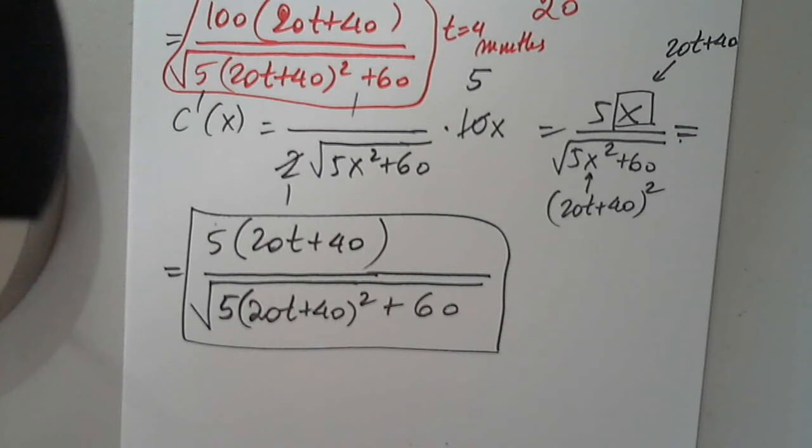Close power 2. Make sure that it's outside, plus 60, and close the parenthesis for the square root. So when I see the function and I'm happy with it, I go to second and table and I put in 4, and it will give us whatever. What does it give us? It gives us 2.2351. Now I have to think. What is this? It's the rate of change of cost with respect to time.